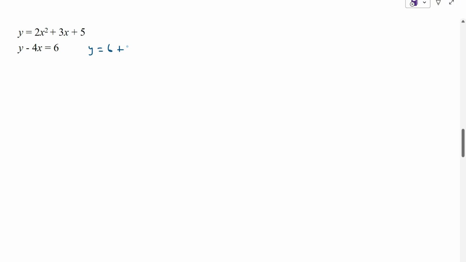So that will be 6 plus 4x. Now let's sub this into the first equation. So y equals 2x squared plus 3x plus 5, and a substitute equation for y is this. So 6 plus 4x equals 2x squared plus 3x plus 5.